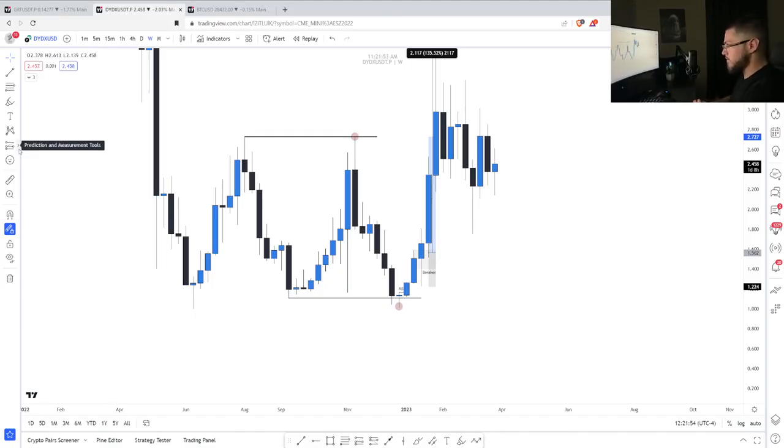Because again, what is a trade? Where we know where we're going to get in, we know where we want to have a stop loss, and we know where our target is. Do we need to know every single 15-minute order block all the way? No.